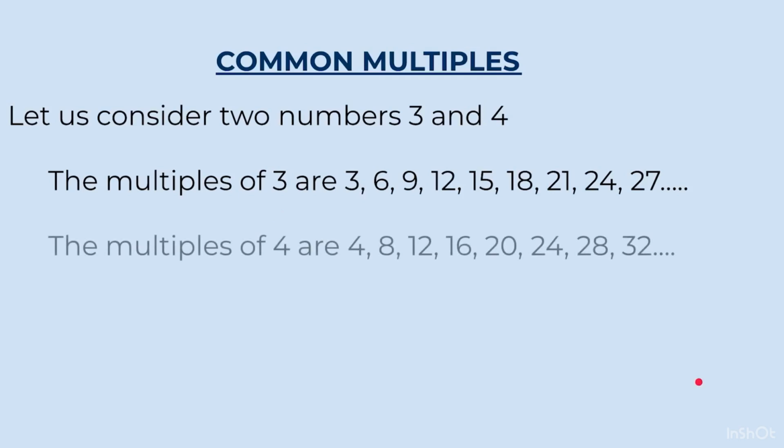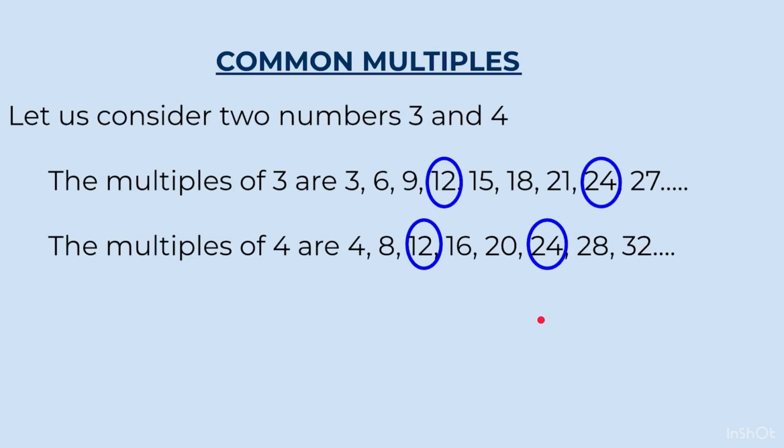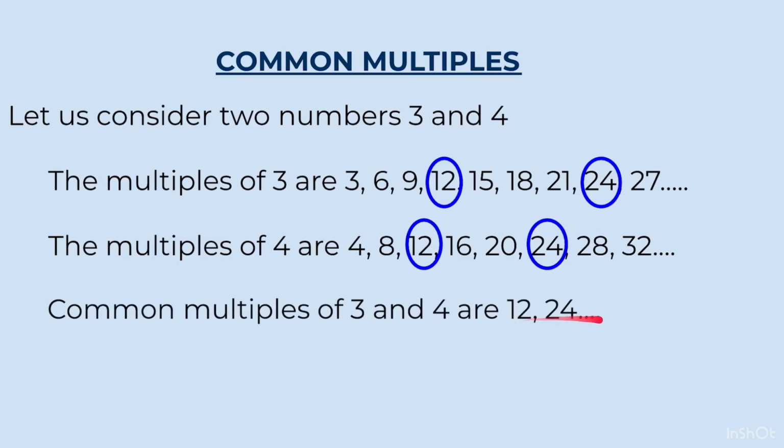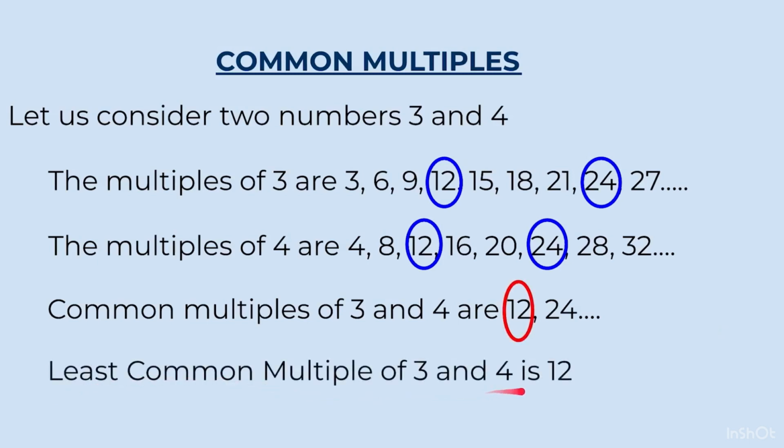For multiples of 4, we have 4, 8, 12, 16, 20, 24, 28, 32. Now let us see which is the first common multiple, that is 12. After that we have 24. So the common multiples are 12 and 24. We can generate more multiples also. Now 12 is the smallest common multiple, or the least common multiple. So we write, least common multiple of 3 and 4 is 12.